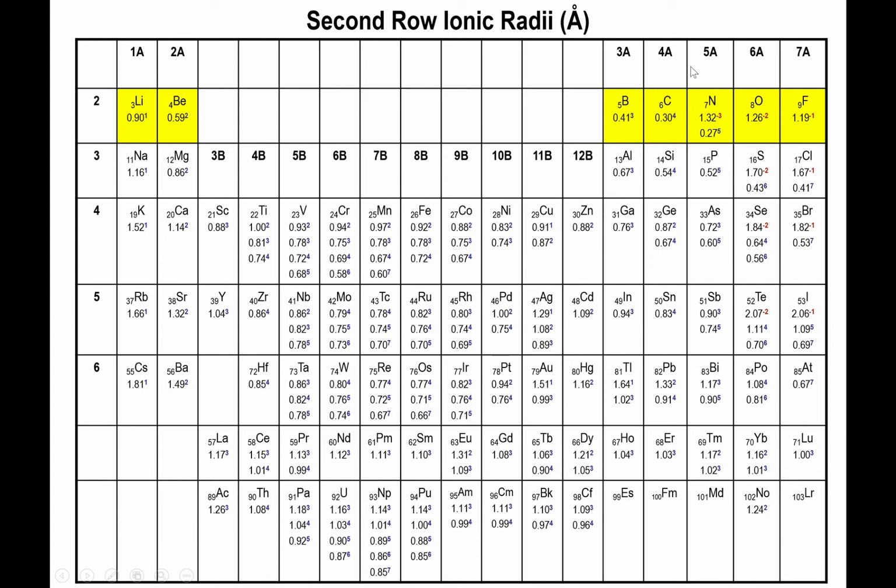Looking from left to right on the table, it's a little bit tricky because the charges are not exactly the same, so it's not exactly an apples to apples comparison. But generally what you see is that the size of the ion decreases, but it's not a straight comparison because the charges are changing.